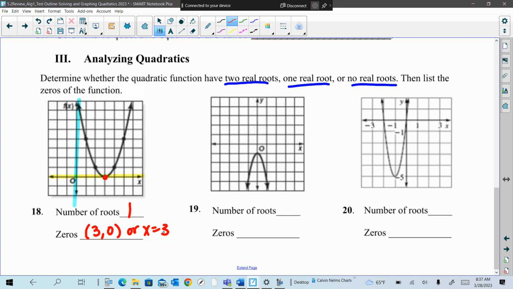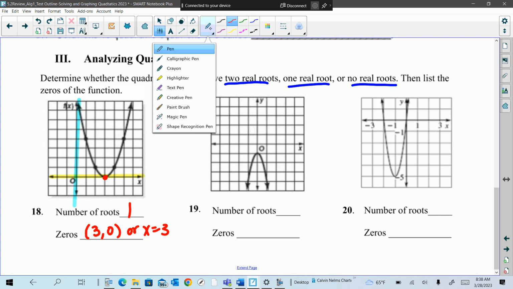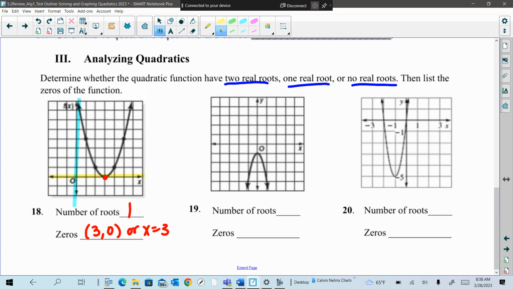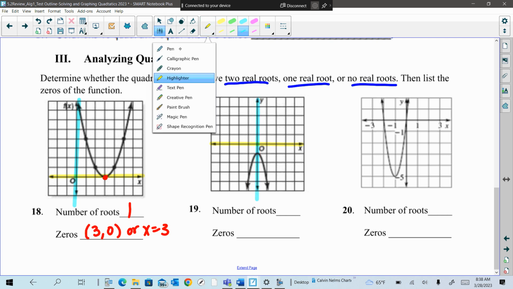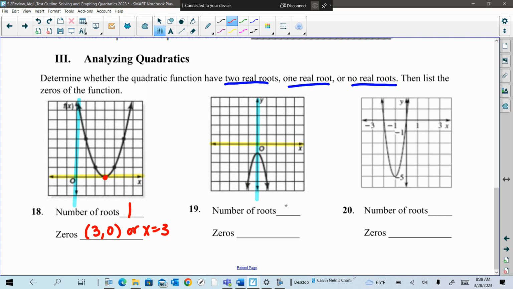Are we okay here? All right, now here's my x-axis on number 19 right here, and here is my y-axis. So what's our number of roots here? There are 0 roots here. You had a problem like that last night where it did not touch the x-axis. So you have no roots, so we have no solution for our zeros. Some people asked, can I write none? Yeah, you can say that. That's fine.